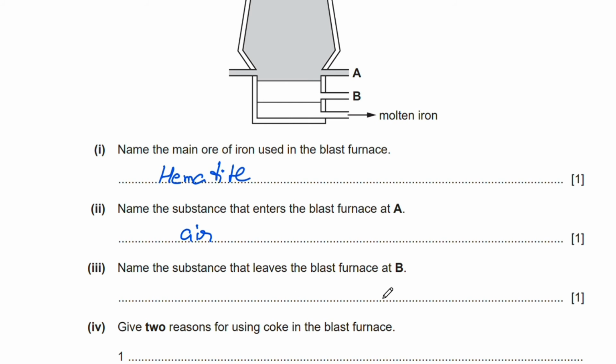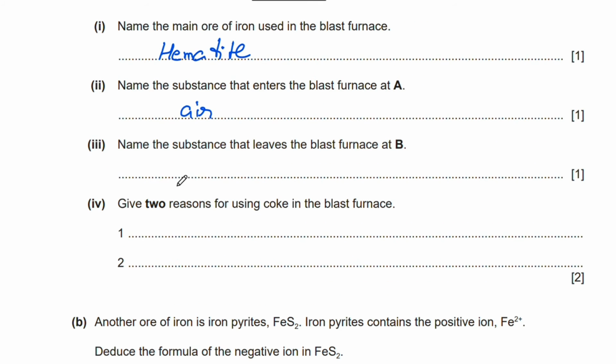Name the substance that leaves the blast furnace at B. We know that B is basically slag or calcium silicate, which forms above molten iron to prevent it from oxidation. So here you can write slag or calcium silicate. Both are correct.